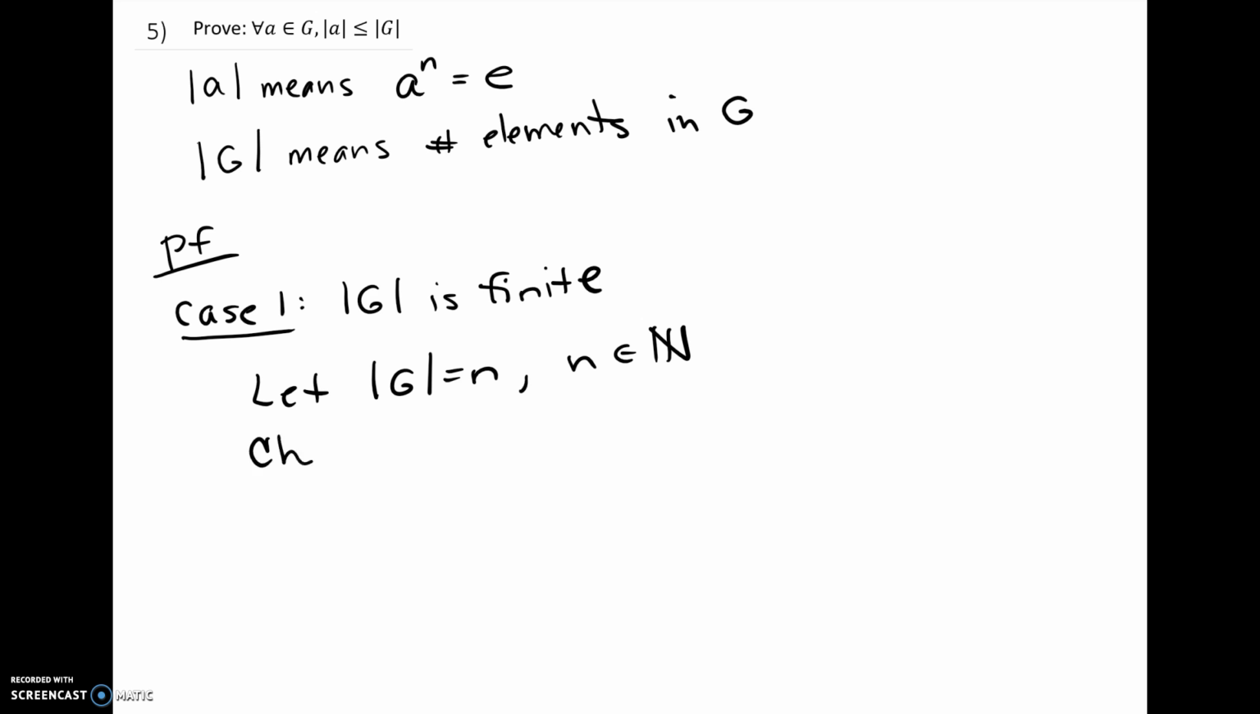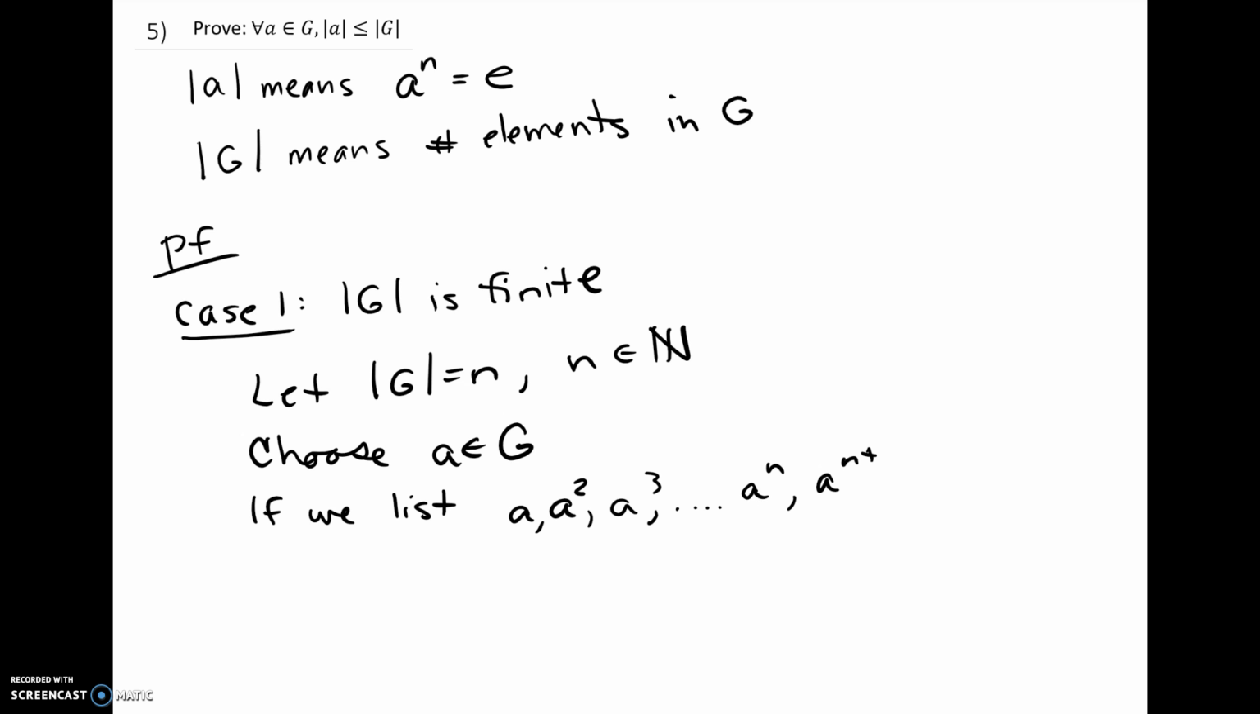So we're going to choose an element a that is a member of G. If we list a, a squared, a to the third, we can keep going until we get a to the n plus 1. So if we do that, we know that two of those elements have to be equal because G only has n elements, as we stated at the top, and this list has n plus 1 elements. So we know that two of those have to be the same.